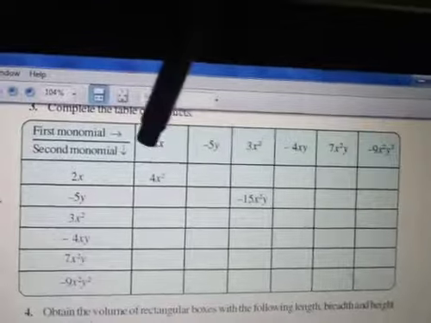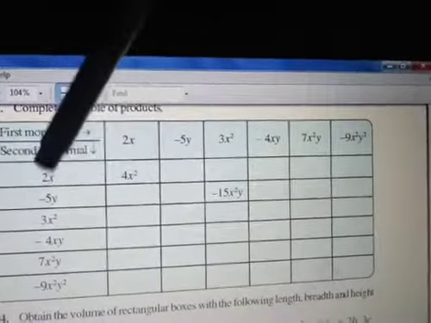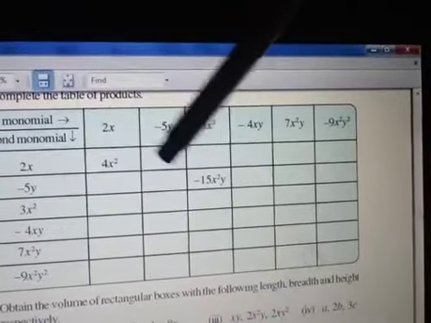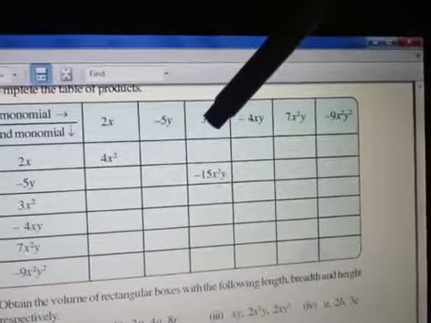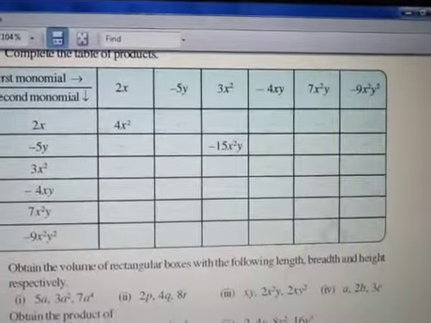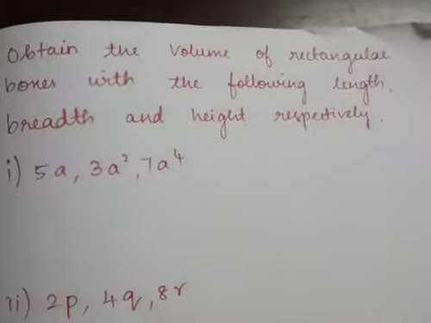So, first polynomial is given, monomial is given here. Second monomial is given here. Just multiply these two and find the answer here. This and this, you will write the answer here. This 2x into 3x square, you will write here. So, likewise, you will find and you will write the answers in the textbook itself. Third problem alone. Okay.